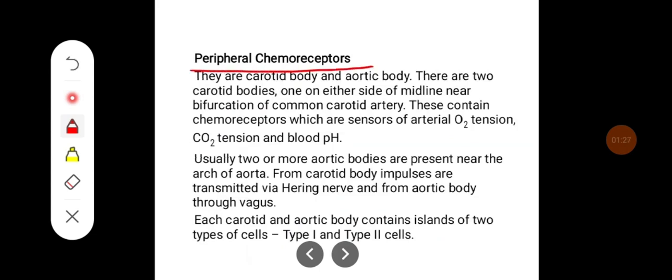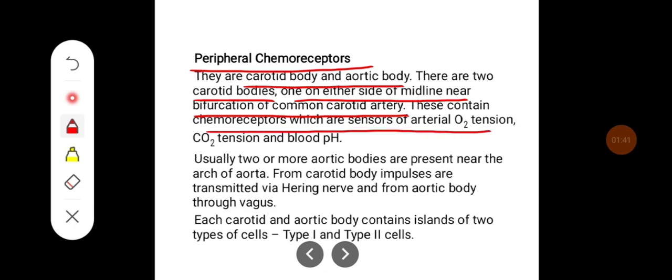Peripheral chemoreceptors. They are carotid body and aortic body. There are two carotid bodies, one on either side of the midline near bifurcation of common carotid artery. These contain chemoreceptors which are sensors of arterial oxygen tension, carbon dioxide tension, and blood pH. Usually, two or more aortic bodies are present near the arch of aorta.